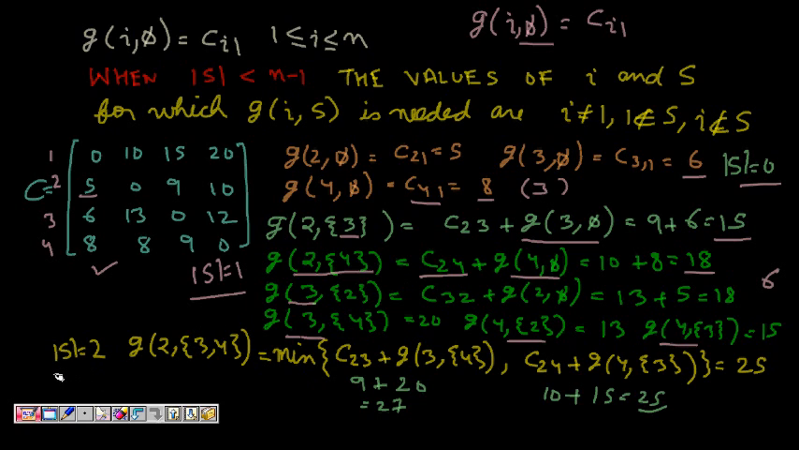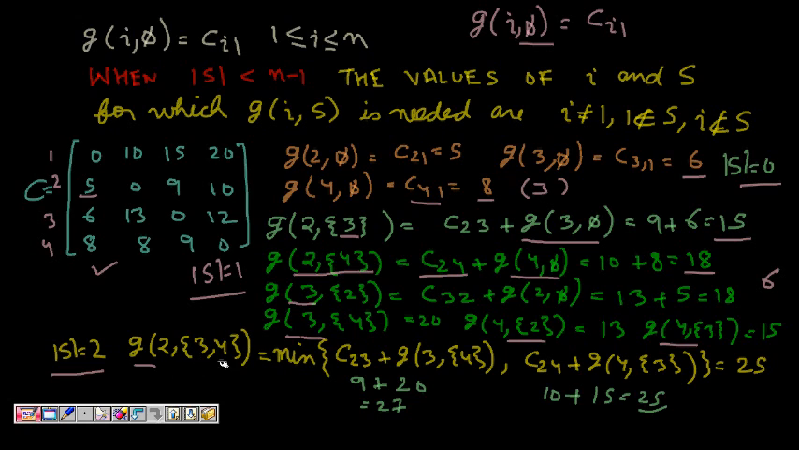And now, because I have already got the subset sizes 0 and 1, I will calculate subsets of size 2. I don't include node 1 again because the path is starting from there. So g2, with subset size 2, will be 3,4. So now what does it mean? I am starting from node 2, and I have to have a path which covers node 3 and 4 and ends at node 1.